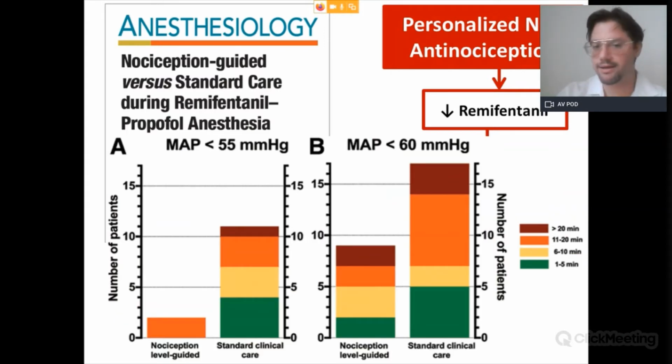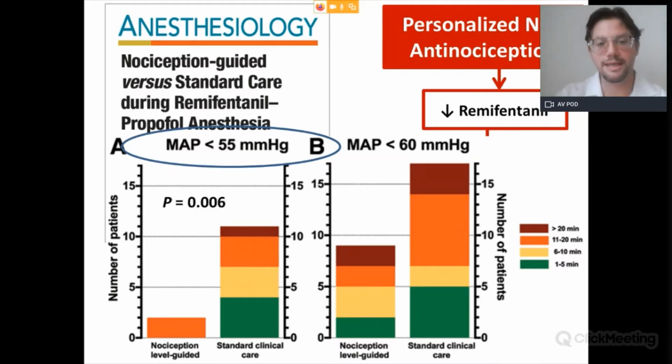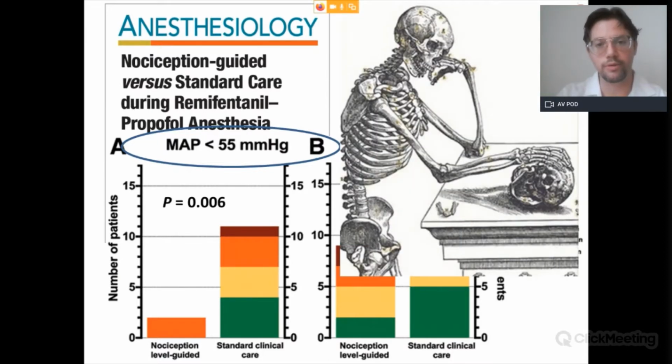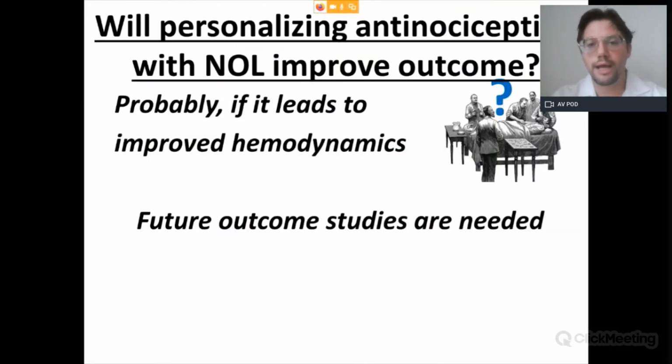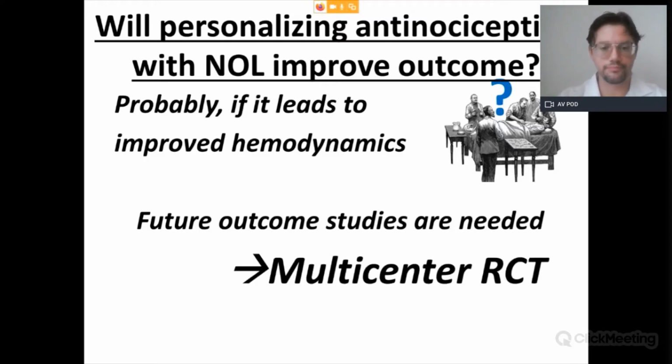Now, if you look at the data, it's clear. For intense hypotension less than 55 millimeters of mercury, there's a significant decrease in hypotension in favor of the NOL group. And again, this threshold of 55 millimeters of mercury has been shown time after time after time to be associated with increased morbidity and mortality. So, will personalizing anti-nociception with NOL improve outcome? Probably, if it leads to improved hemodynamics, and future outcome studies are needed, especially multi-center randomized controlled trials.